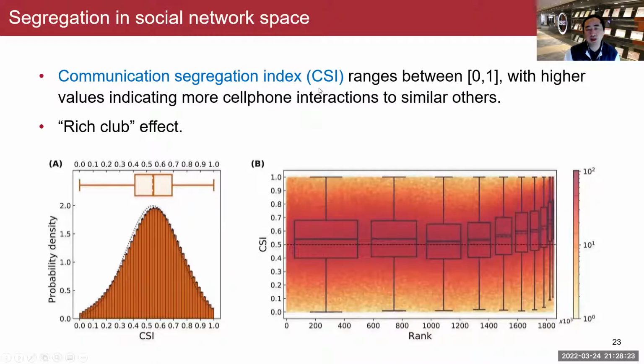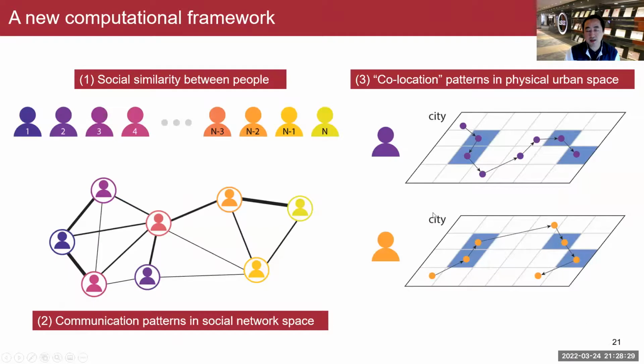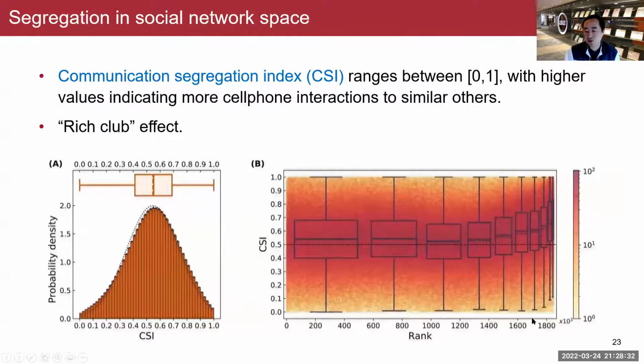We try to correlate each individual's communication segregation index to the social class they belong to. So the higher the social rank here, the more upper socioeconomic class they belong to. You see there is a general upward trend. It means the upper social class have a higher value of communication segregation index, which indicates the rich club effect. So basically among the rich, the communication tends to distribute among themselves.